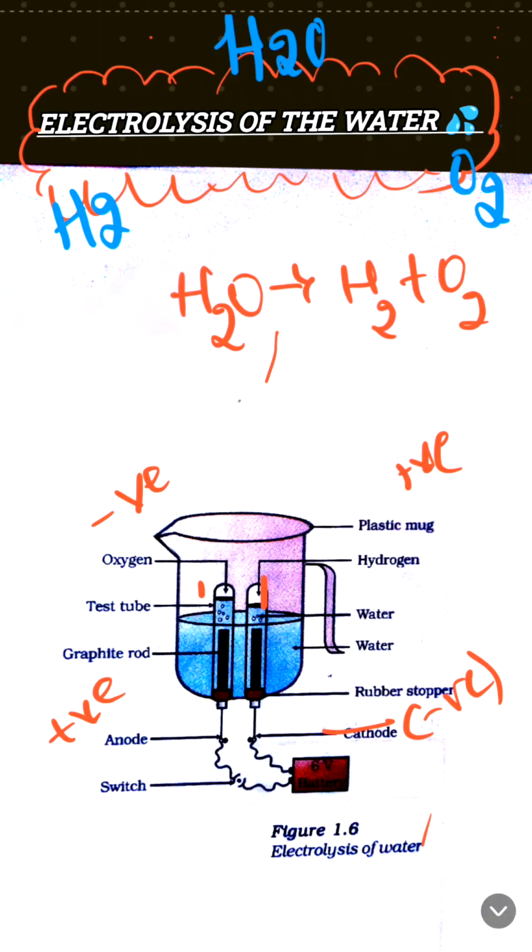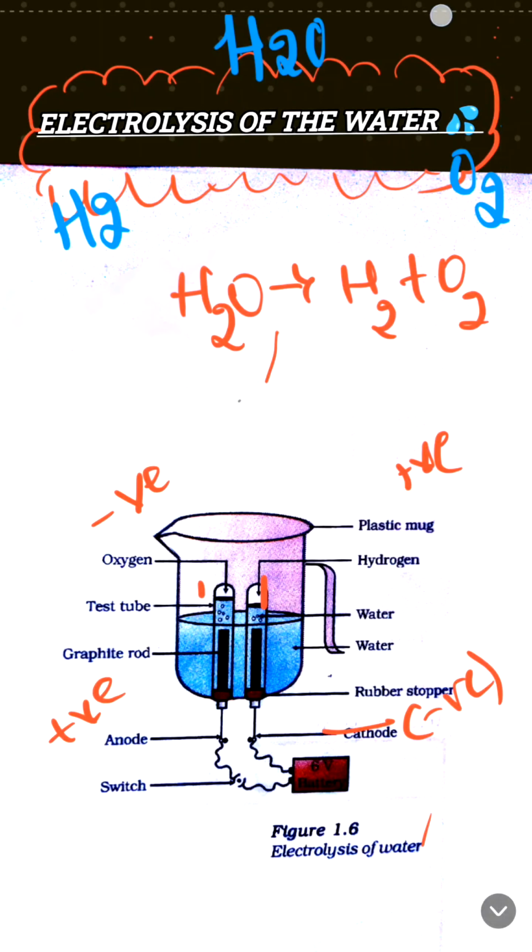So first we understood what is meant by anode and what is meant by cathode. Next we understood where the oxygen is collected and where the hydrogen is collected. Next we understood why the hydrogen collected is more than the oxygen collected. Now let us understand the fourth point. That is why we add dilute H2SO4 to this particular water.